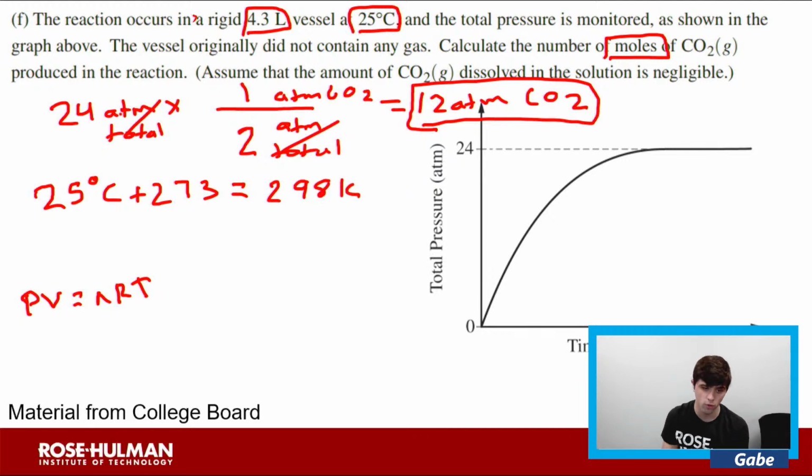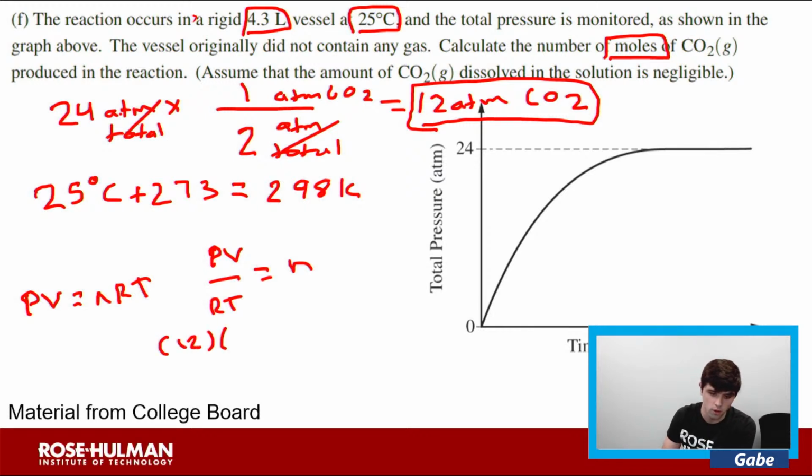So now we want to solve for n, or the number of moles. So when we do that, we divide by RT. So our true equation will be PV over RT equals n. So now we can write our values in. So our pressure, we have 12 times our volume, 4.3, divided by our ideal gas constant, which is, in an equation sheet it's given, it's 0.08206 times the temperature, which we just identified as 298 degrees, or not degrees, just 298 Kelvin.